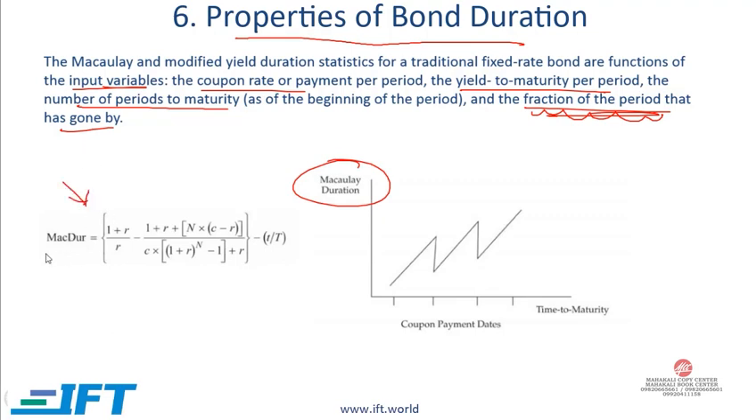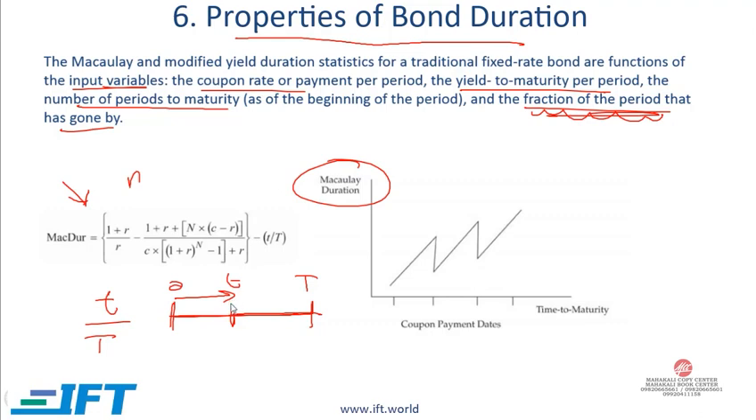I will reproduce this formula for Macaulay duration, and let us assume for a minute that YTM, as denoted by R, is constant. If that is constant, then the expression in these brackets is constant. The only thing that is changing is small t over big T. And to refresh your memory, big T refers to the overall time between coupon payments, and small t is where we currently are. So as time passes, small t increases from 0 to big T.